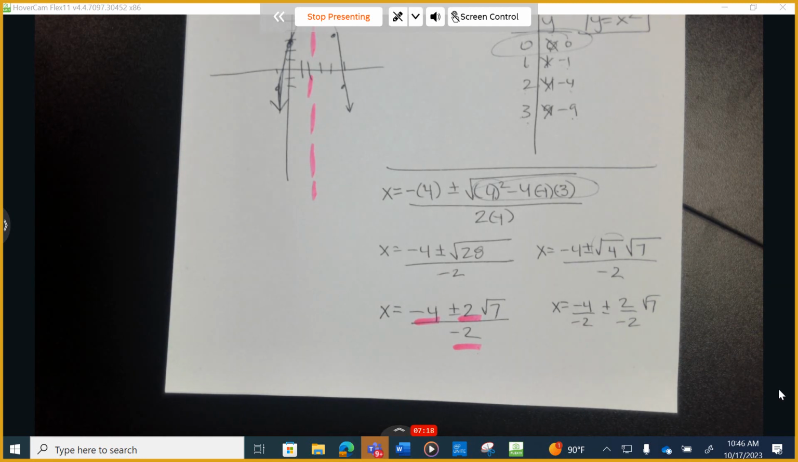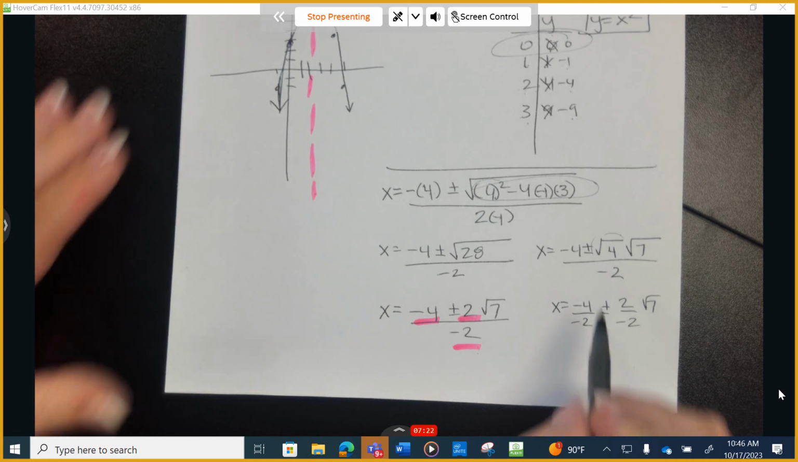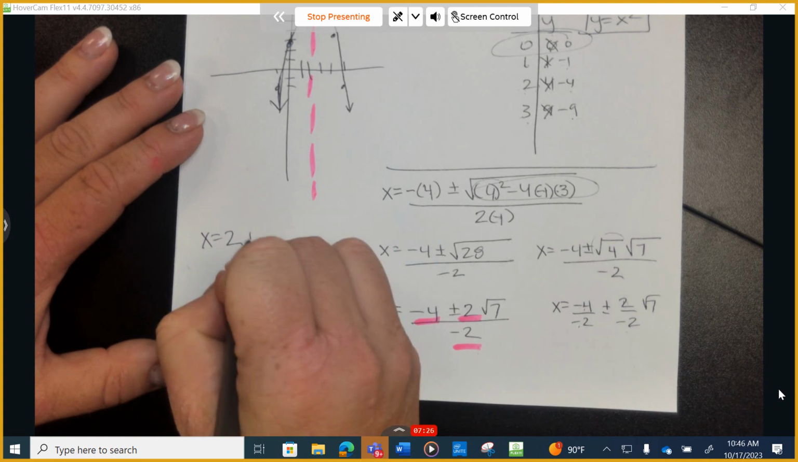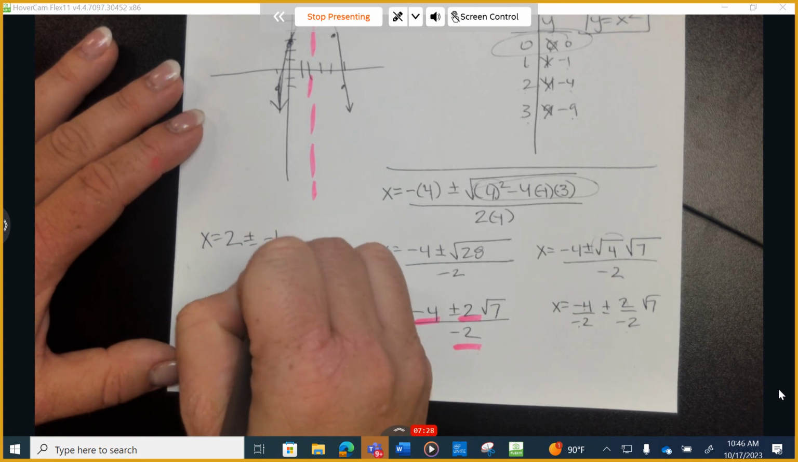That -2 is like your best friend. It's going to be equal to the number, again, to the left and to the right of the plus or minus. This reduces to an answer of 2. This reduces to an answer of -1.